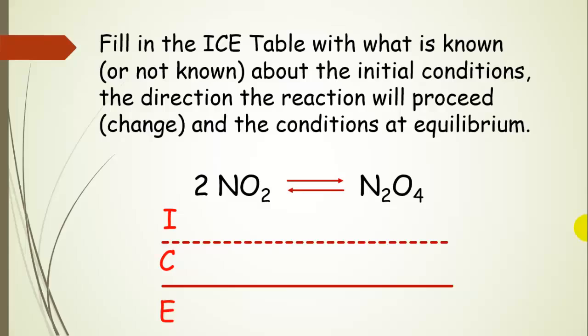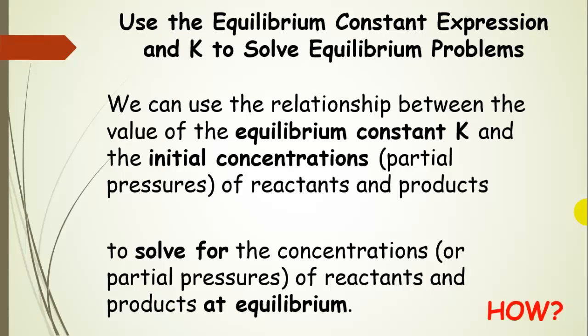Okay, so the first thing that you do when you start an equilibrium problem is write an ice table like I have here, and fill in what is known or not known about the initial conditions, the direction the reaction proceeds, and the conditions at equilibrium. And I always start by writing the reaction at the top and then ICE. So when you start an equilibrium calculation, just write that down. And then we're going to see how to fill it in and use it. Now, after we have drawn an ice table and filled everything in, we're going to be able to solve for those concentrations or partial pressures of reactants at equilibrium. And so the big question is how?